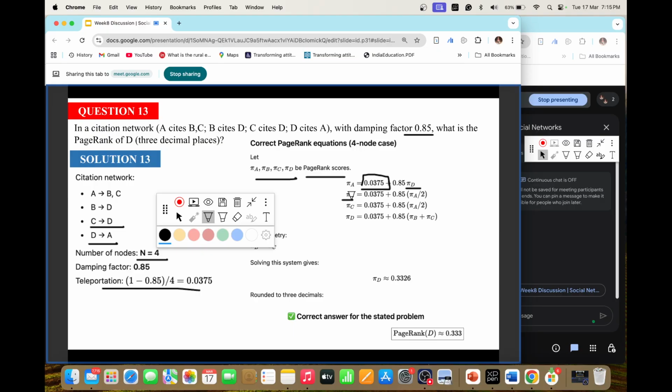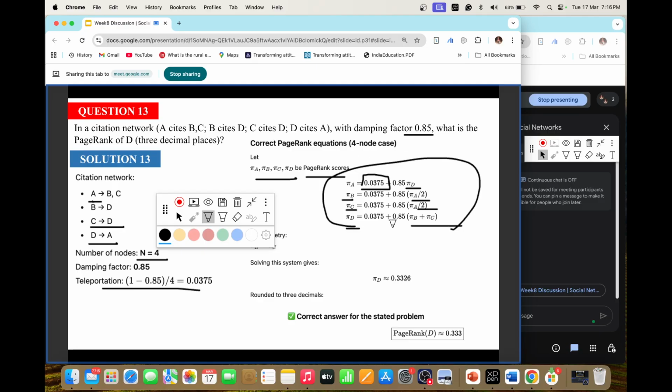For B, B is getting from A but divided by 2, because the A rank is distributed into 2, B as well as C. That is why pi A by 2. For C again pi A by 2, and for pi D, it is getting from pi B as well as pi C. So by that we can calculate the PageRanks. This is how we calculate the PageRank.